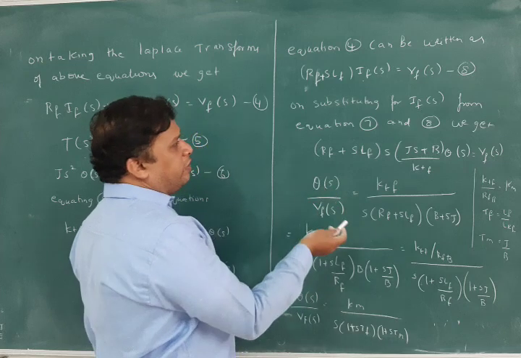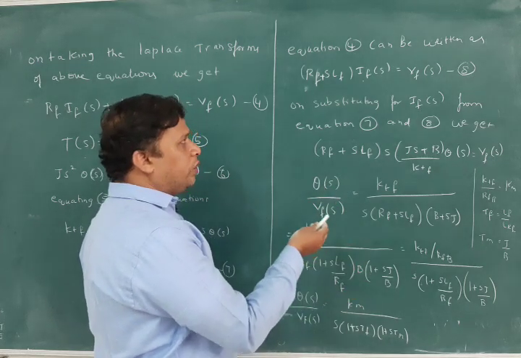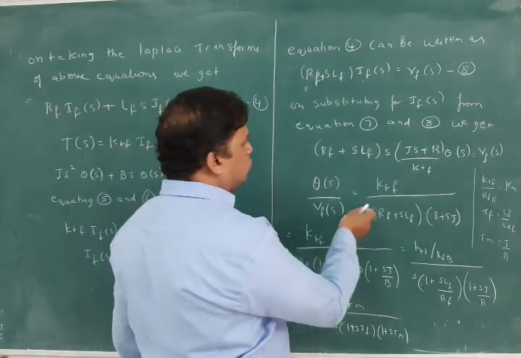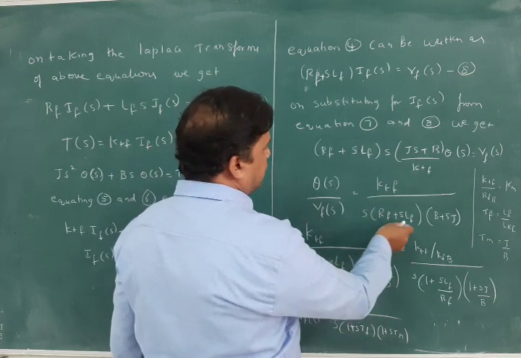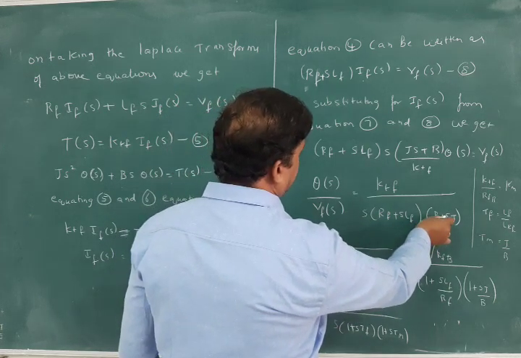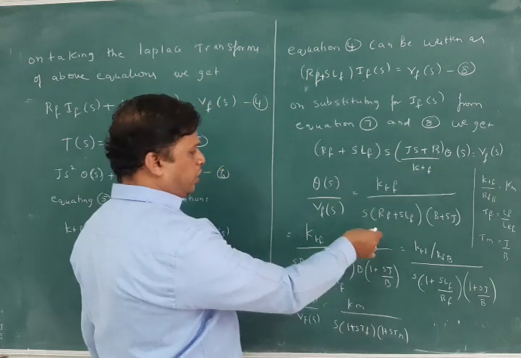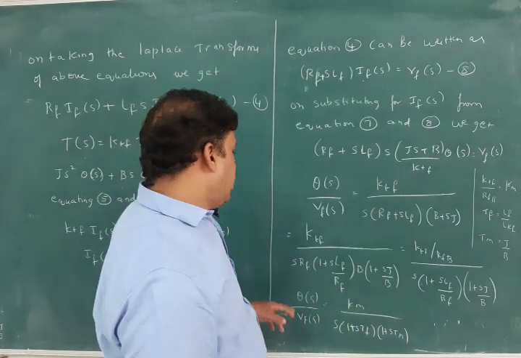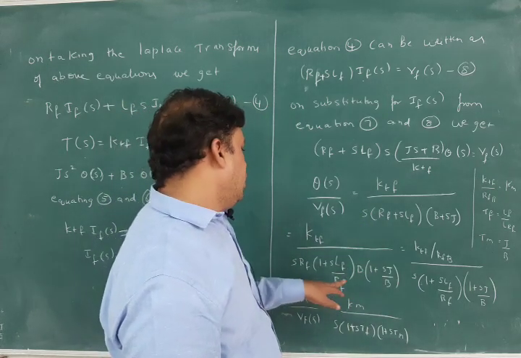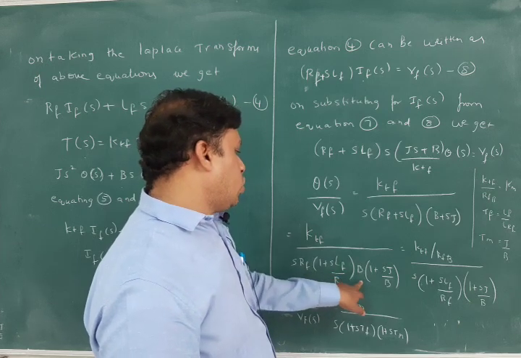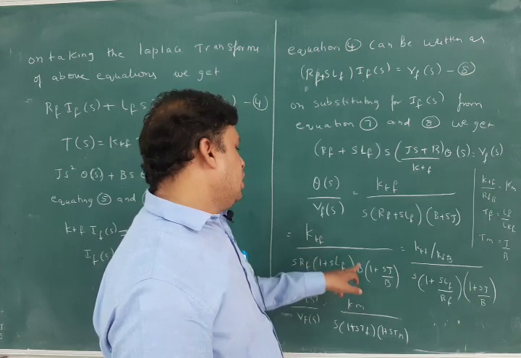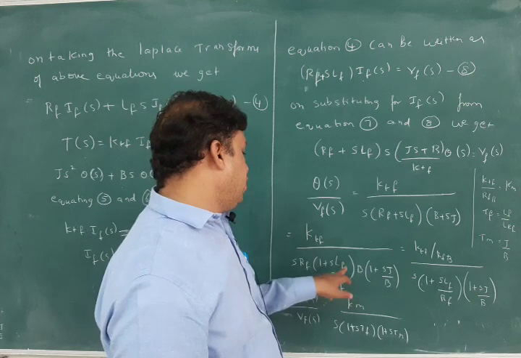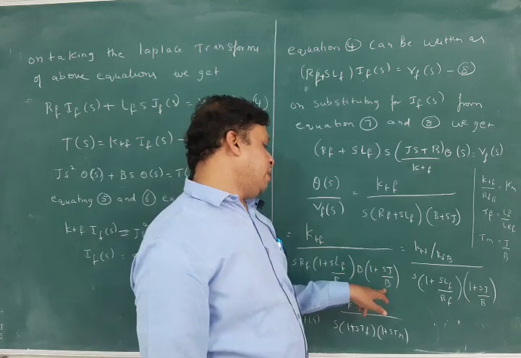Now we just have to derive the transfer function. Theta of s by Vf of s is equal to KTF by s into (RF plus s LF) into (B plus s J). We are taking the common point here. After getting this, we have to take out RF and B as common and write the equation. It becomes RF into (1 plus s LF by RF), and B into (1 plus s J by B).